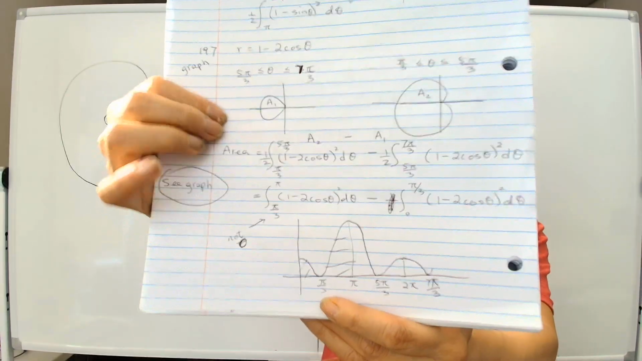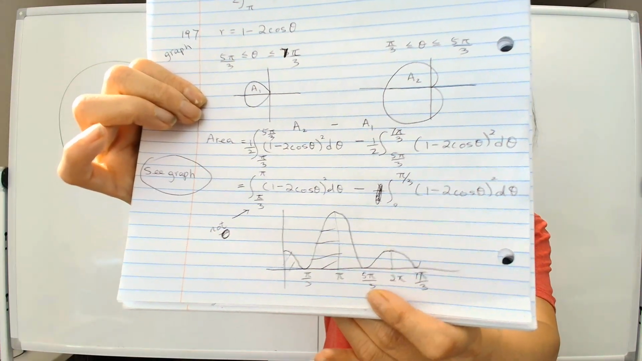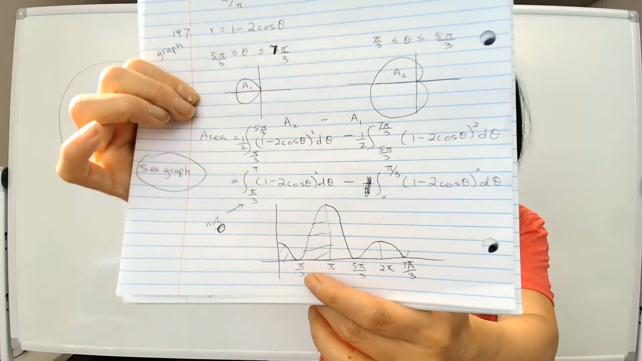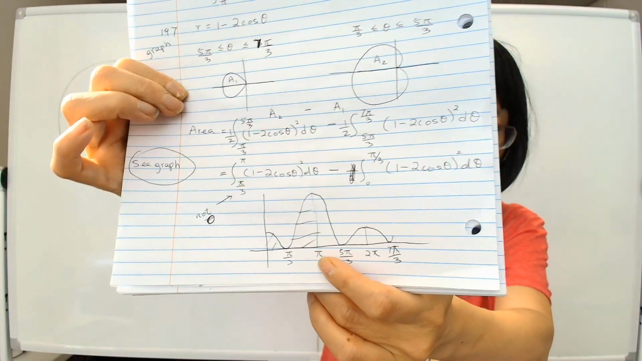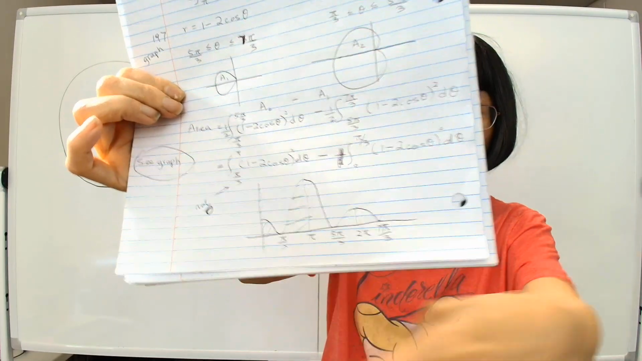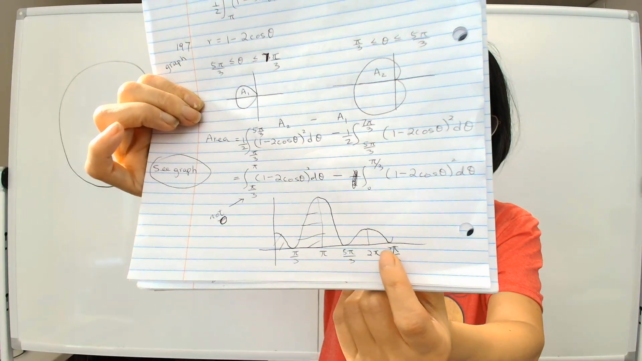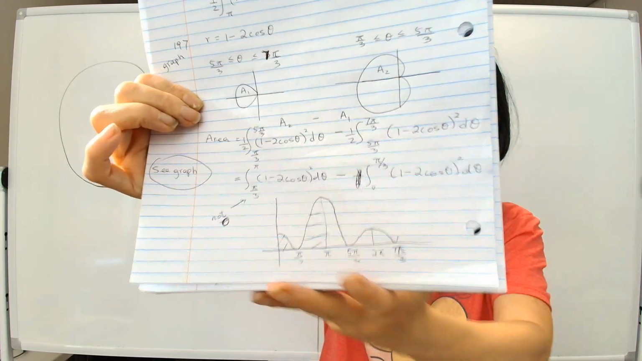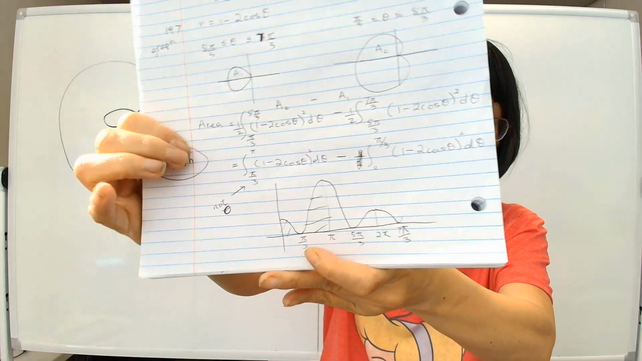If you plot out the function, this is what the function looks like. So from pi over 3, which is right here, all the way to pi, which is right here, that's half of this hump. And this hump is the total area of the big object, okay? And then this small hump is the total area of the small circle right here when you do the integration. And therefore, the book made a slight mistake.